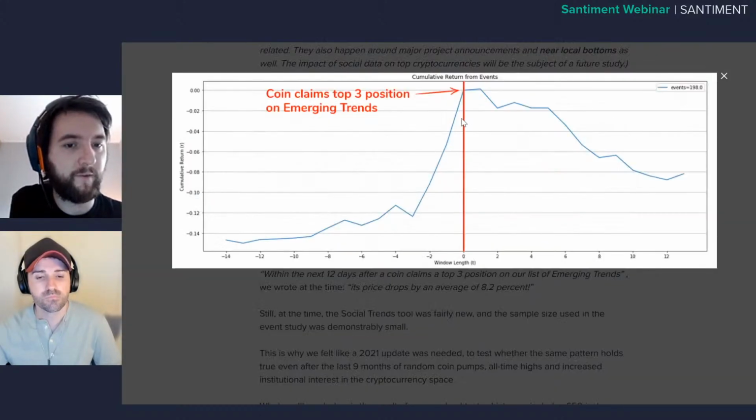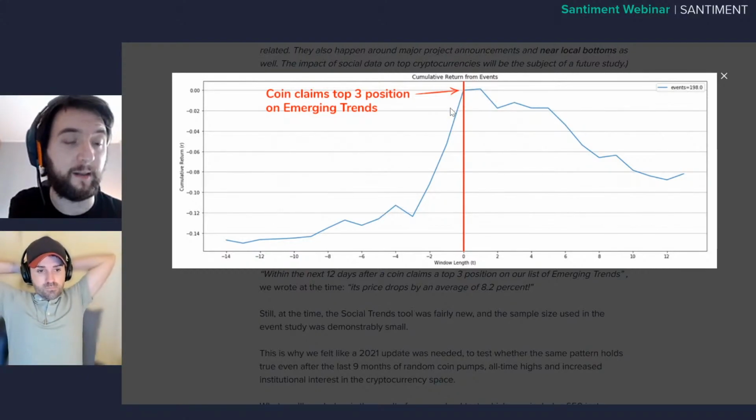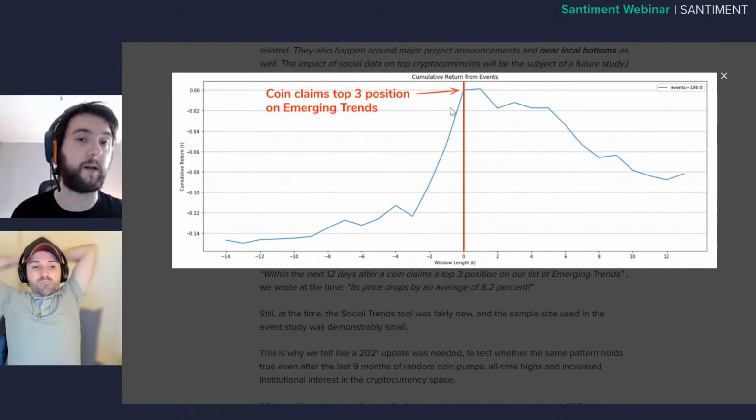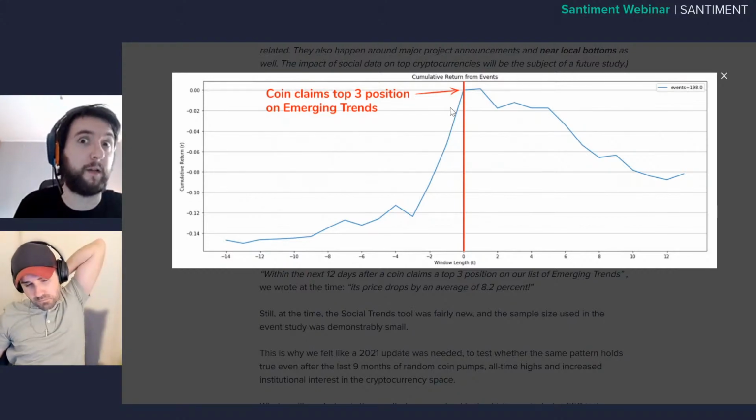By events, I mean every time that a coin ends up in the top 3 positions on our list. But overall, the trend was very clear, right? In the 2 weeks beforehand, especially in the 4 days before the event triggers, we see a massive spike in the average price performance of these coins, which makes perfect sense, because the reason that they are all of a sudden getting talked about so much more is because they're pumping, right?